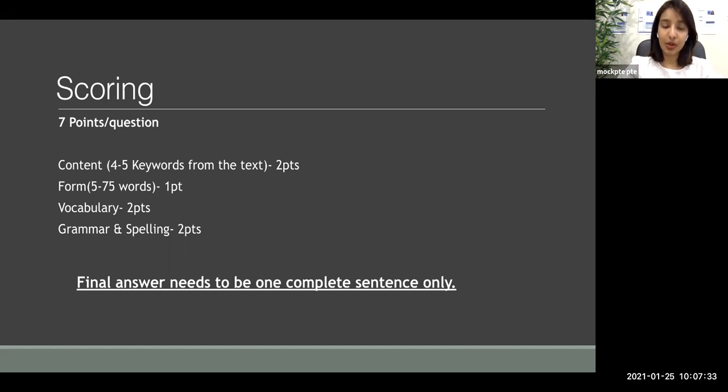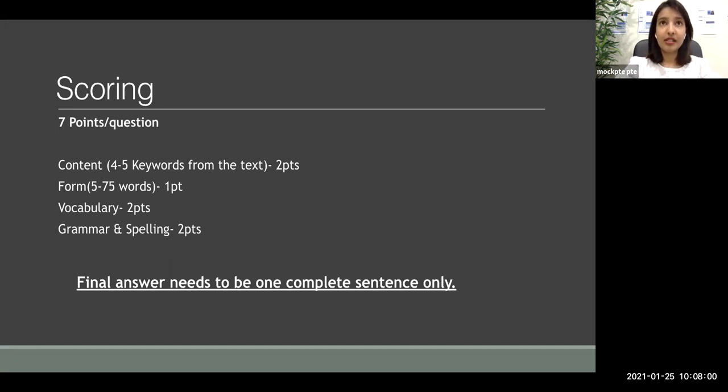The computer will be showing it to you on the screen on the bottom left corner. The computer will show you, so you don't have to count it, but you need to make sure that it is minimum 5, maximum 75. And we already know that we are supposed to write only one complete sentence. So when you write a single sentence, if you write it too long, like around 65 or 70 words, it is not wrong because it is less than 75.